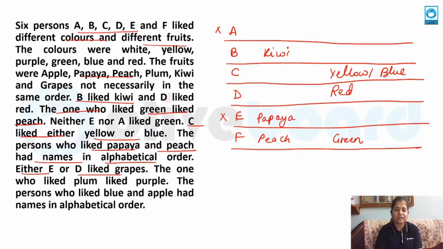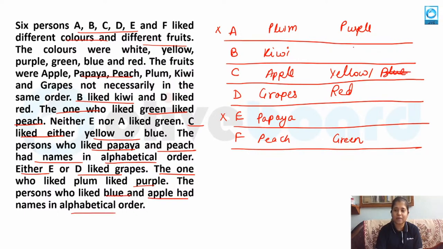Then either E or D likes grape. Now E is liking papaya, so D will be liking grapes. So grapes is here. Absolutely direct information. The one who likes plum liked purple, so plum and purple, only one place is left here. So plum will be this one, and this will be purple here. And this has to be your apple.